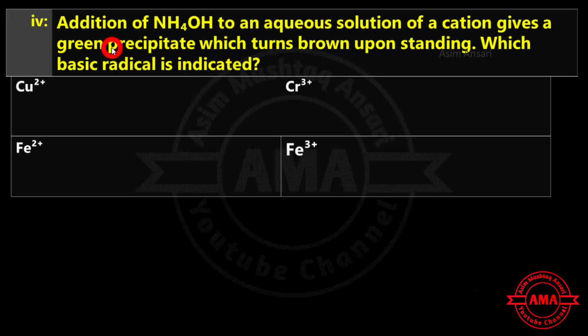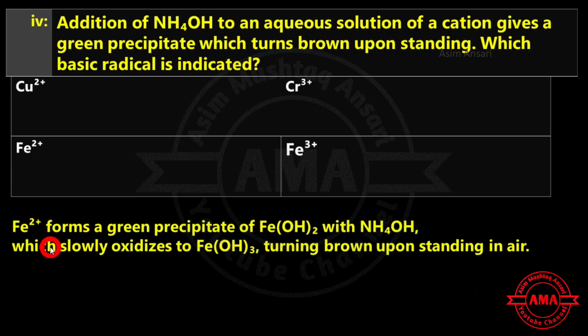Next is: addition of NH4OH, ammonium hydroxide, to an aqueous solution of a cation gives a green precipitate which turns brown upon standing. Which basic radical is indicated? Cu2+, Cr3+, Fe2+, or Fe3+. There, Fe2+ forms a green precipitate of Fe(OH)2 with NH4OH, which slowly oxidizes to Fe(OH)3, turning brown upon standing in air. So C option is correct, Fe2+.